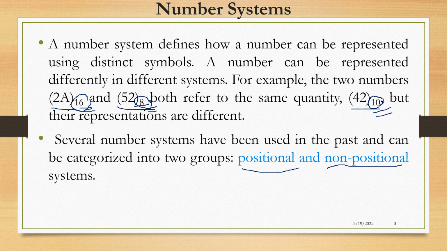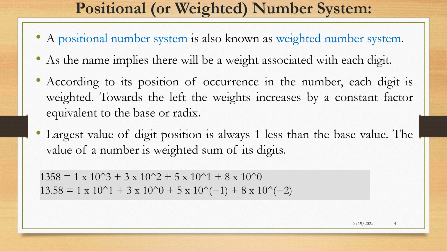The numbers are represented in two different categories: one is positional and the other is non-positional. As the name suggests, in positional, a weightage is added according to the position. Now we can see 1, 3, 5, 8. Here 8 is on the least significant position, and 1 is on the most significant position. The number is in what format? Base 10.